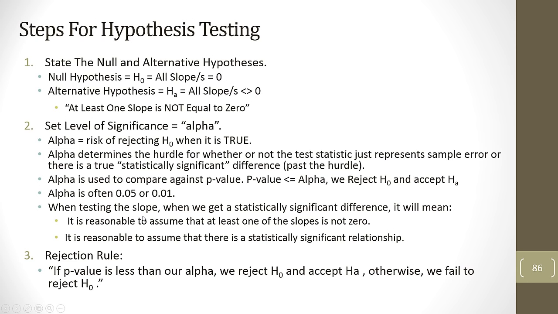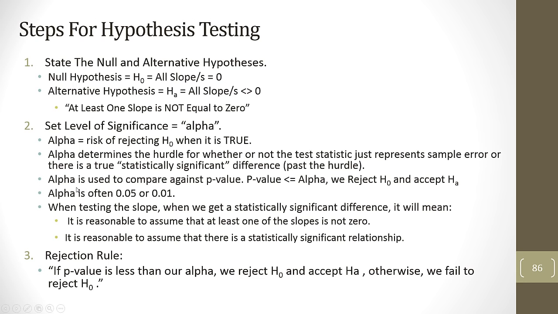Now, when we're testing the slope, when we accept our alternative, that means when we get a statistically significant difference, it will mean it is reasonable to assume that at least one of the slopes is not 0. Or, more importantly, it is reasonable to assume that there's a statistically significant relationship.